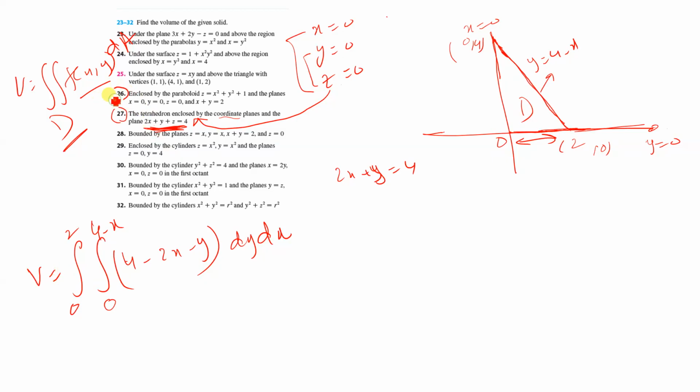Similarly, you can see question number 26. In this, we have to find the volume enclosed by the paraboloid and the planes x is equal to 0, y is equal to 0, z is equal to 0, x plus y is equal to 2. So let's draw the region. This is question number 26.